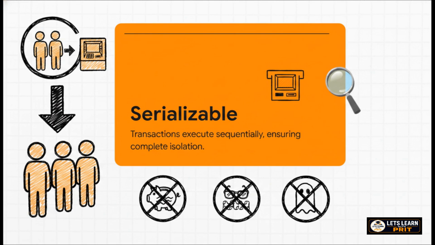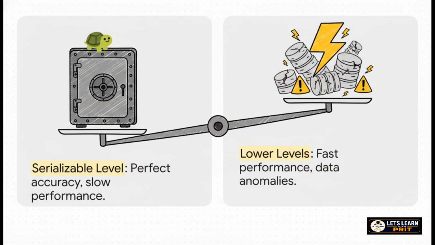Imagine taking a chaotic crowd at an ATM and replacing it with a single, strictly enforced line. Person A does their complete transaction, then person B goes, then person C. Ik ke baad ik. There is absolutely zero overlap. And because everything happens sequentially, there are no dirty reads, no non-repeatable reads, and absolutely no phantom reads. It's completely foolproof. But come on, nothing in engineering ever comes for free, right?